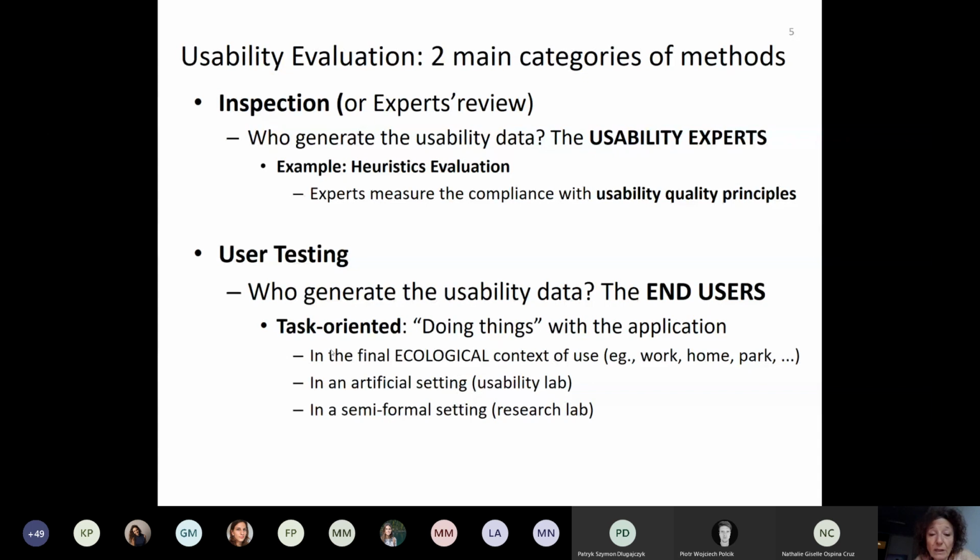In contrast, in user testing, the entities who generate the usability data are the end users. The end user activity is task oriented. Users do something with the application, and they can do it in different contexts: in an ecological context, so in the real context of use, or in an artificial setting, in a very equipped and artificial usability lab, or in an informal setting at the desk in your office or in the research lab.